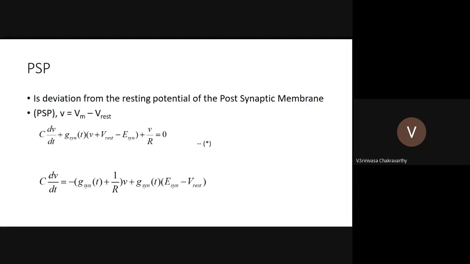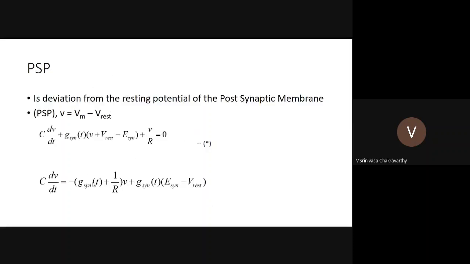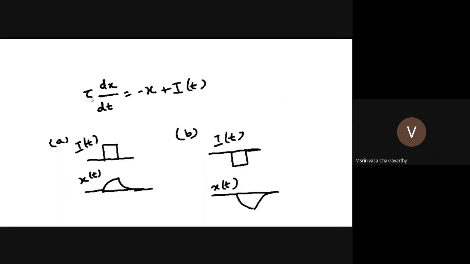Basically, this equation is in this form. This small v is like this x here: tau dx by dt equals minus x plus some external input I of t. Now we know that for this simple first order system, if I of t is a positive pulse, x of t will have a positive deviation. It will go up exponentially and come down exponentially. If I of t is a negative pulse, x of t will have a negative deviation, go down exponentially up to a point, and then come back up to 0.